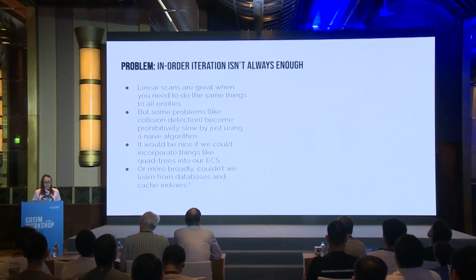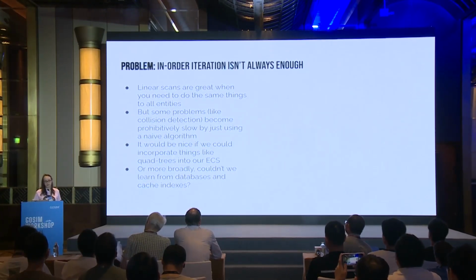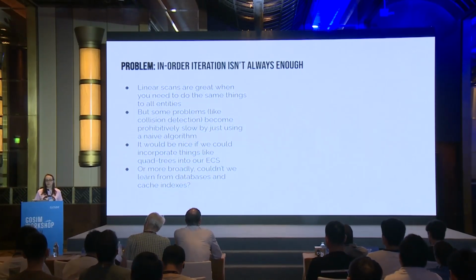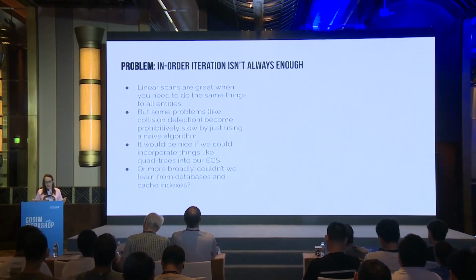So suppose we want to go and look over all of the entities and do exactly the same thing to each of them. In that case, we just want to do linear scans. This is perfect, this is easy, this is fast. But there's a lot of problems like collision detection where you can't do that. You will run into quadratic performance with millions of entities, or worse. It would be really nice if you could integrate things like quad trees directly into the ECS, or have some blessed pattern for it at least.